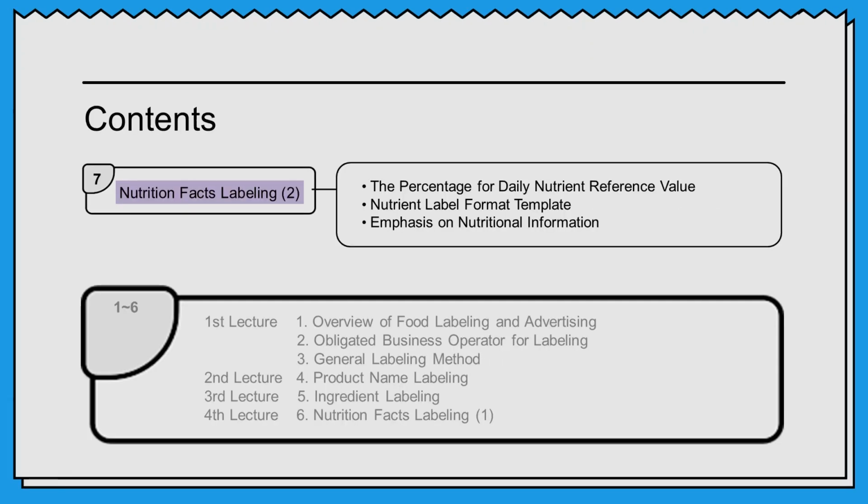In the fourth lecture, the first half of the two parts, we learned about nutrition facts labeling. In this fifth lecture, let's take a closer look at the last half of nutrition facts labeling. In more detail, we will study the percentage for daily nutrient reference value, nutrient label format template, and an emphasis on nutritional information.